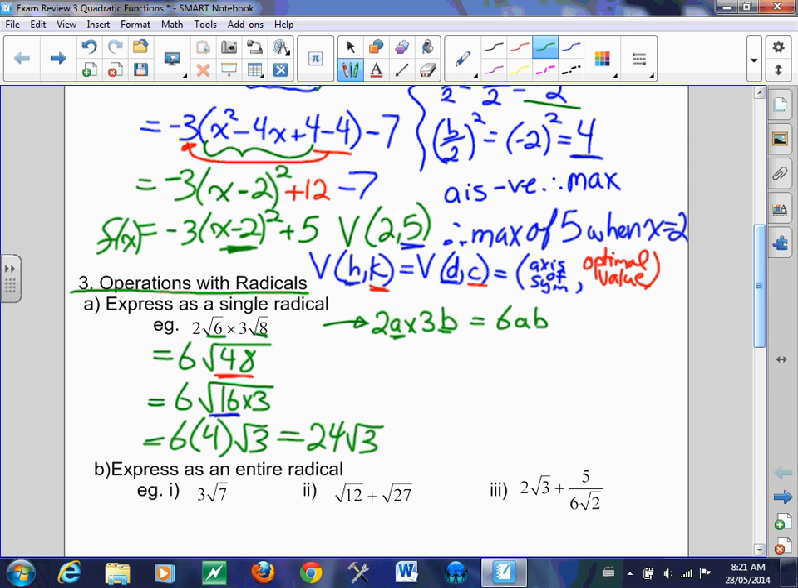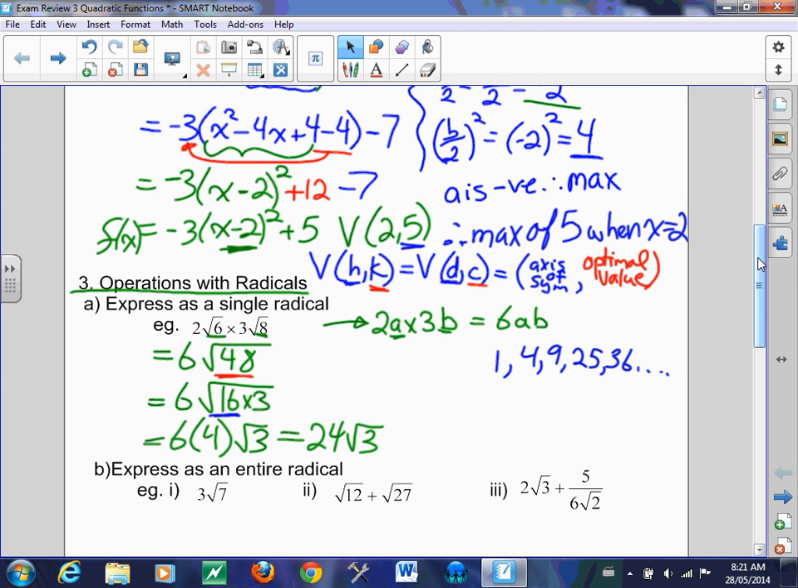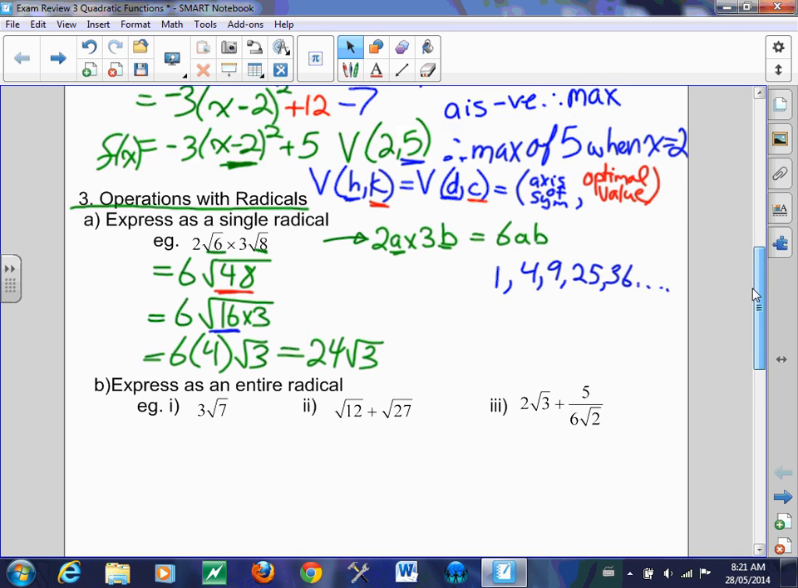Okay? Just remember, if you're not sure, hey, what are my square root numbers I'm looking for? 1, 4, 9, 25, 36, etc., right? On that diagonal. Okay? All right.